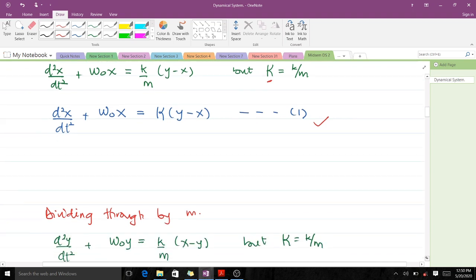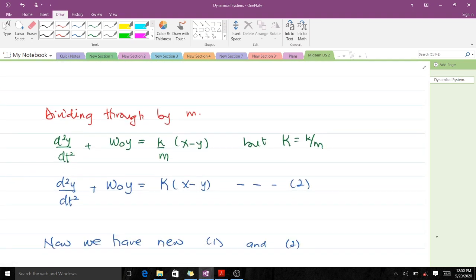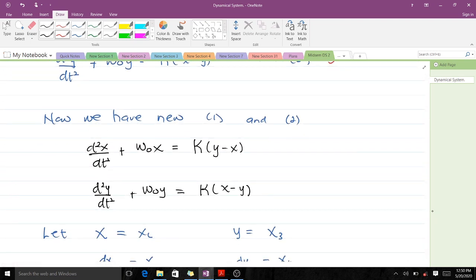Then we go to the second equation. We now want to divide through by m. Dividing through by m, we are going to have what we have here. The m here goes away, that here goes away, and this place will be k over m. But note that in the question, capital K is equal to small k over m. So making that substitution, we have this to be our new equation 2. Now we have new equation 1 and new equation 2, which can be written in this form. I hope you can see that.